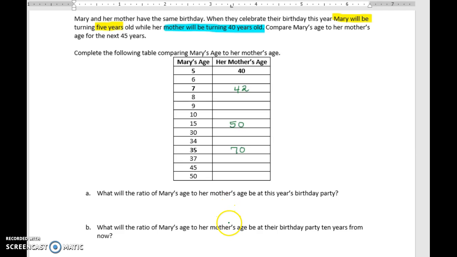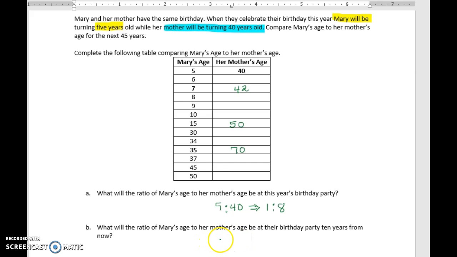But if we just look at, let's say, A and B here, what will the ratio of Mary's age to Mother's age be this year? Well, this year it's a 5:40 ratio. And we could simplify this to say it's a 1:8 ratio if we are looking at how we can simplify these. If we divide by 5 in both of these cases, we get a 1:8 ratio.